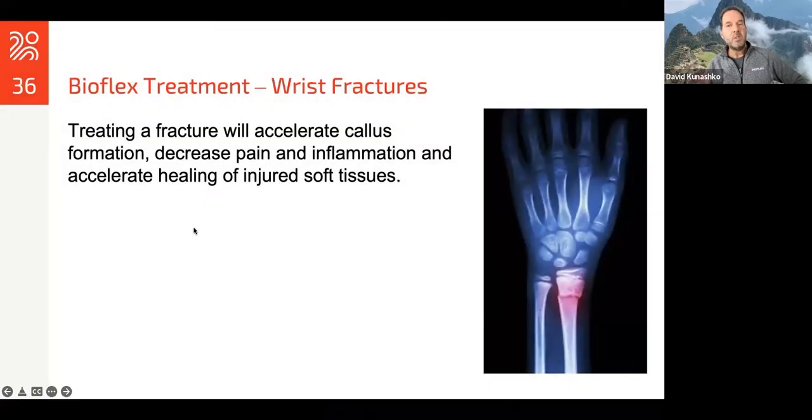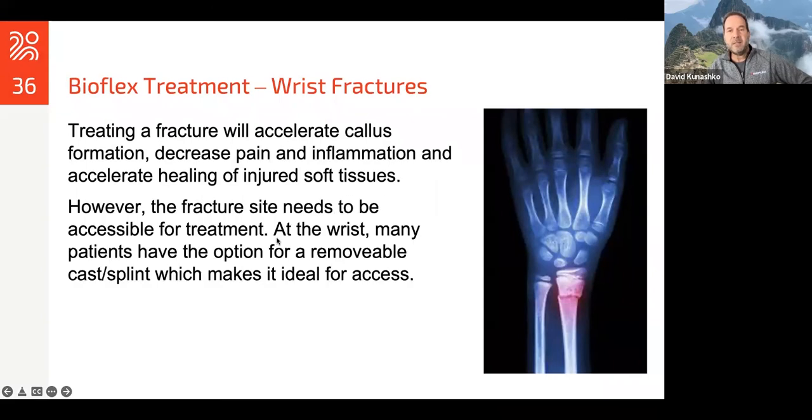Okay, so when you're treating fractures at the wrist, the goal, of course, is to accelerate the callus formation, decrease pain, decrease inflammation, and obviously there are soft tissue injuries as well, usually, so you want to accelerate the healing there as well. The site has to be accessible. You can't do it through a cast. If you're a cornea laser user, they love to show doing laser over clothes, and I don't know, they'd probably do it over a cast and claim that it treats a fracture. It does not. You have to have the light touch the skin.